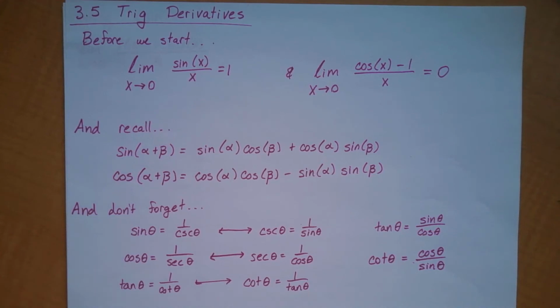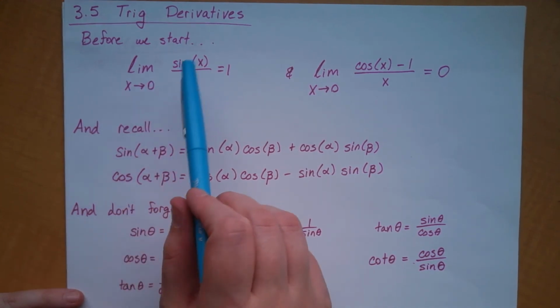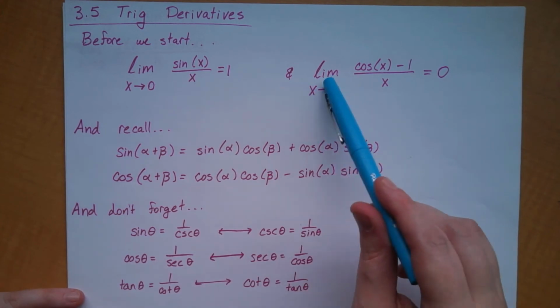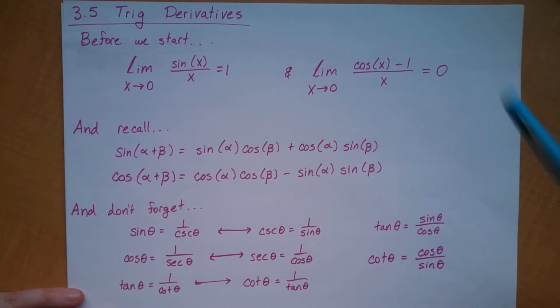Alright, in this video what we're going to talk about are trig derivatives. But before we get started, there are two very important limits that we need to look at. So first, the limit as x approaches 0 of sine x over x is going to equal 1. And the limit as x approaches 0 of cosine of x minus 1 over x is going to equal 0.